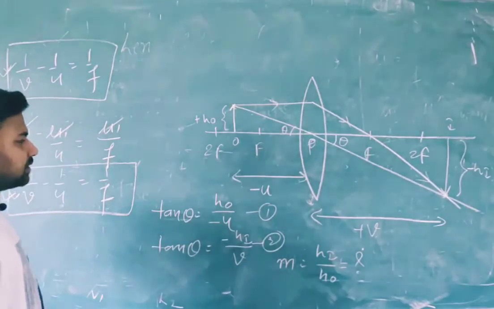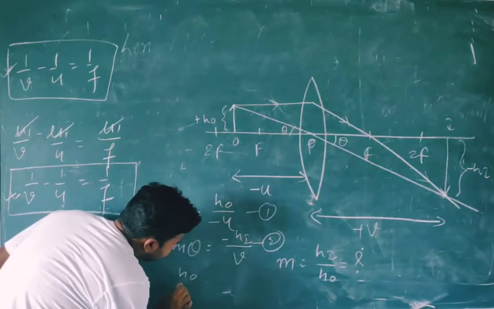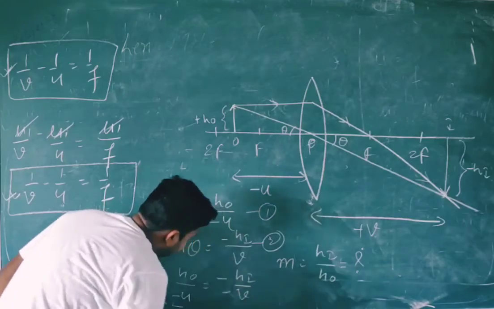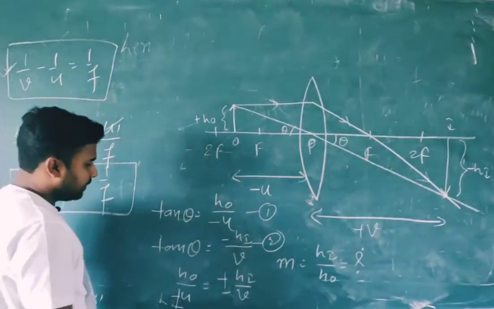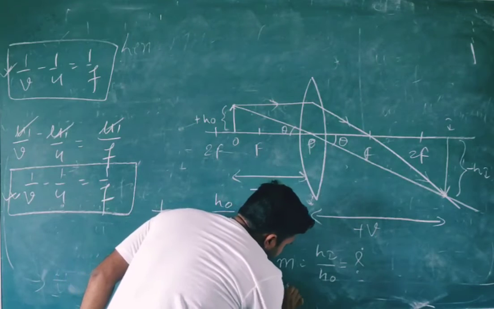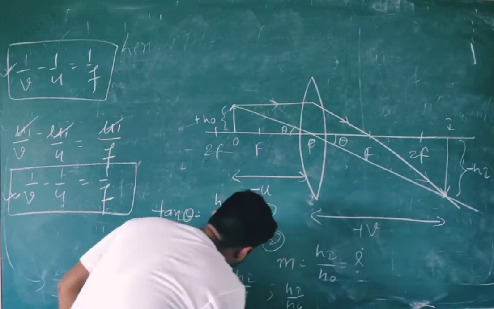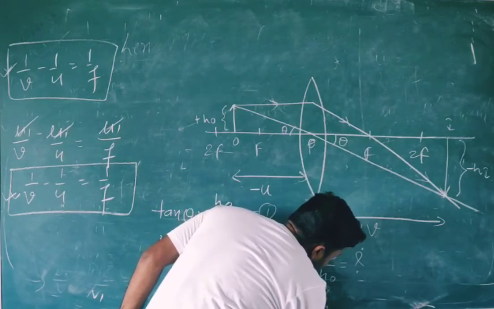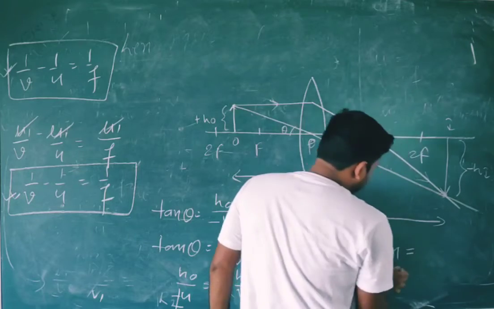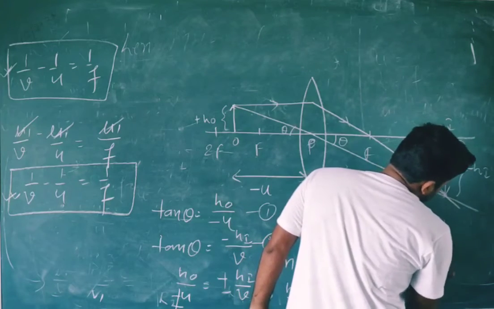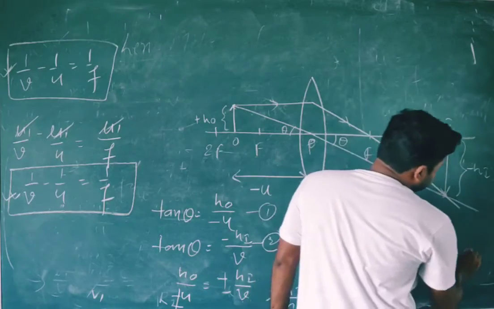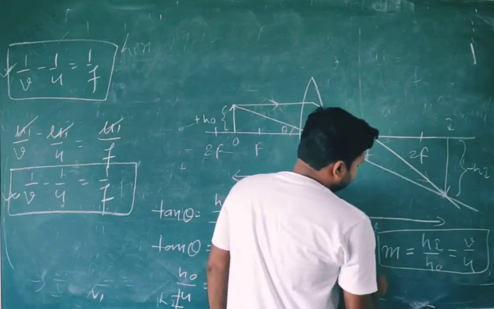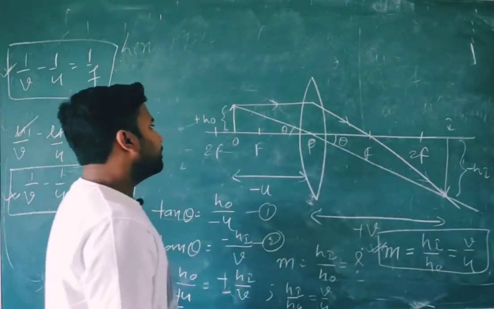Now if you equate the first and second, what will you get? Height of object divided by minus u equal to minus height of image divided by v. This minus will cancel out. So what will you get from here? Height of image divided by height of object. If you take this one to this side, it will go to this side, so here you will get v by u. So what can you write? M, the magnification formula, is height of image divided by height of object equal to v by u. This is the magnification formula.